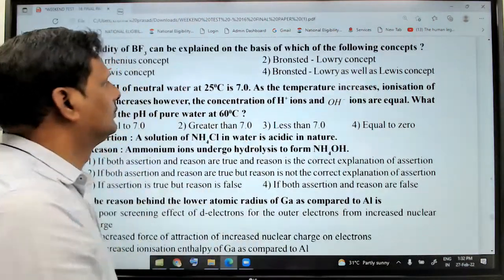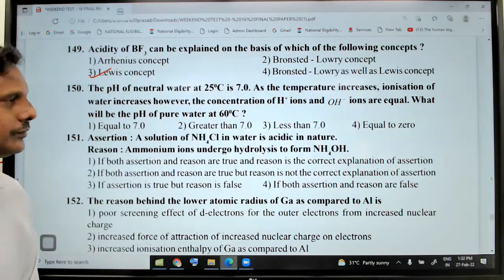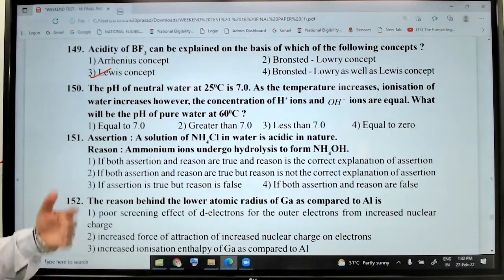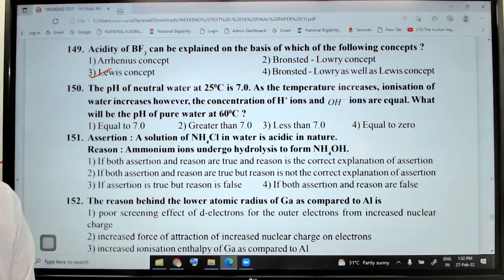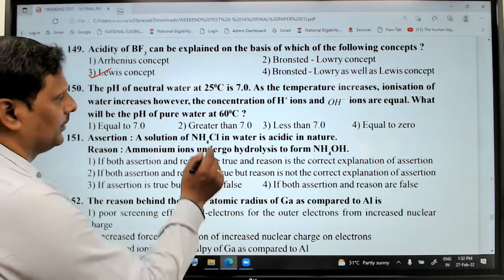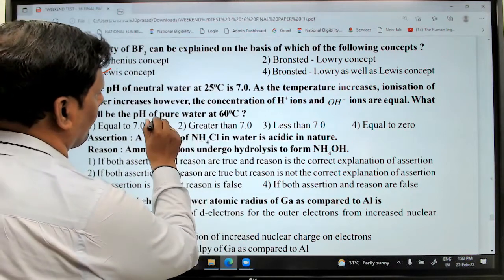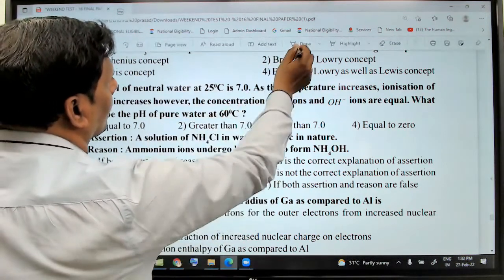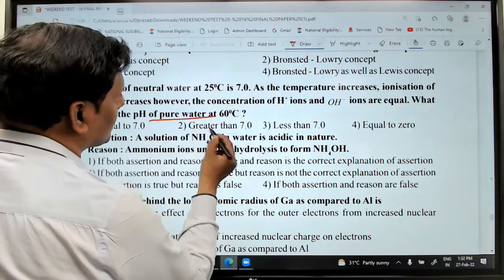Next. The pH of neutral water at 25 degrees is 7. As the temperature increases, ionization of water also increases, no doubt at all. What is the pH of pure water at 60 degrees? This is a simple concept, less than 7.